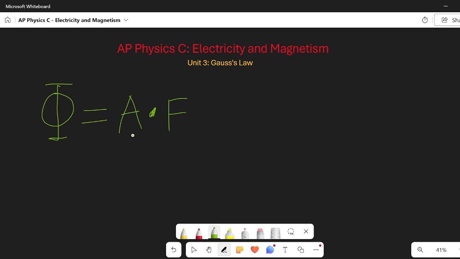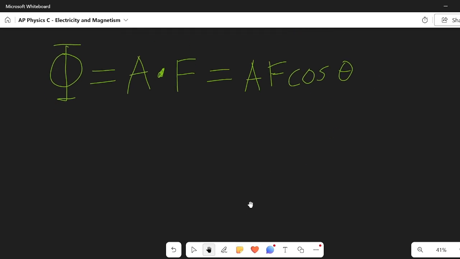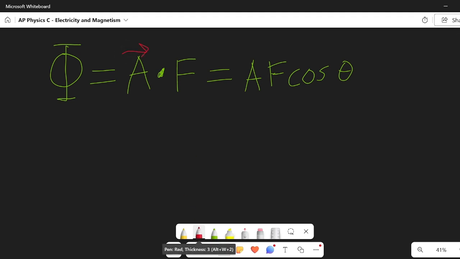So now, if we remember from Unit 1, in order to simplify this dot product formula, this simplifies to AF, where A and F are the magnitudes of A and F respectively, times cosine theta, which is basically the angle between the two. But if you look at this real quick, both of these are vectors.